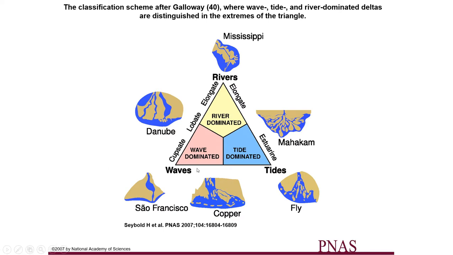So what you're going to do is you have, I think, 10 rivers from the world, and you're going to see where they fall on this little triangular chart. Are they wave dominated, tide dominated, river dominated, or are they a mixture?